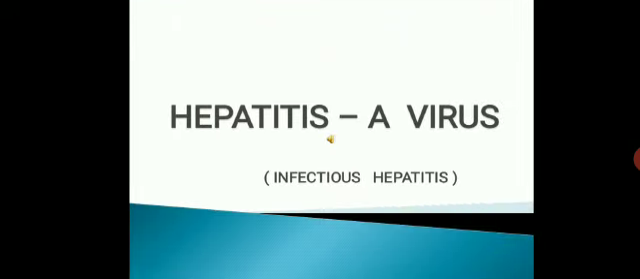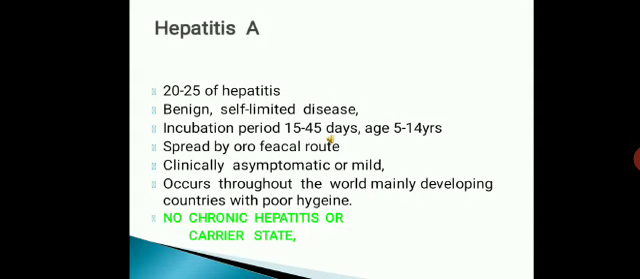Now we will talk about hepatitis A virus. Hepatitis A virus is also known as infectious hepatitis. 20 to 25% of hepatitis is caused by this virus. This causes a benign self-limiting disease. Its incubation period is 15 to 45 days and it mainly affects the age group 5 to 14 years. When this occurs in adults, it has a more dangerous course than when it affects children.